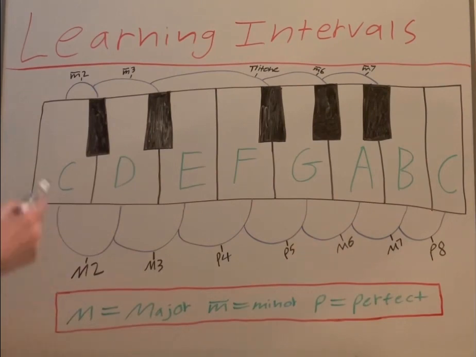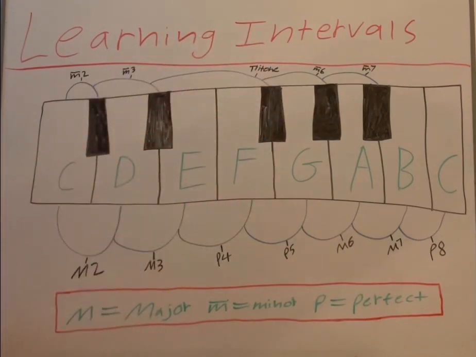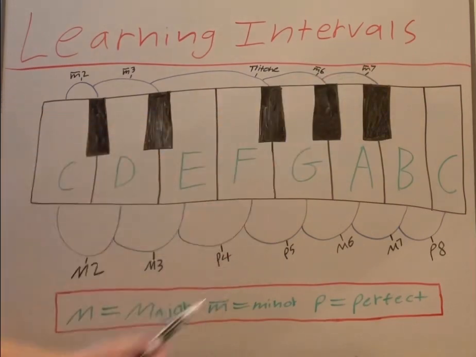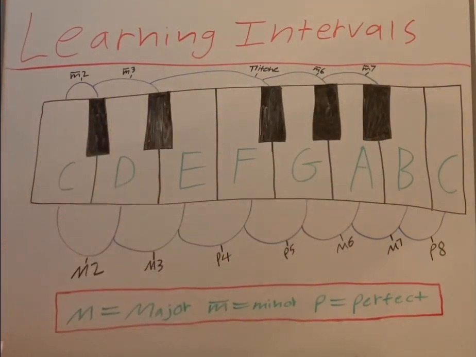But then the pattern continues in the minor major order. Going from C to A flat, we get a minor sixth. From C to A, major sixth. From C to B flat is a minor seventh, and from C to B is a major seventh. After that, we have an octave, which is a perfect eighth.